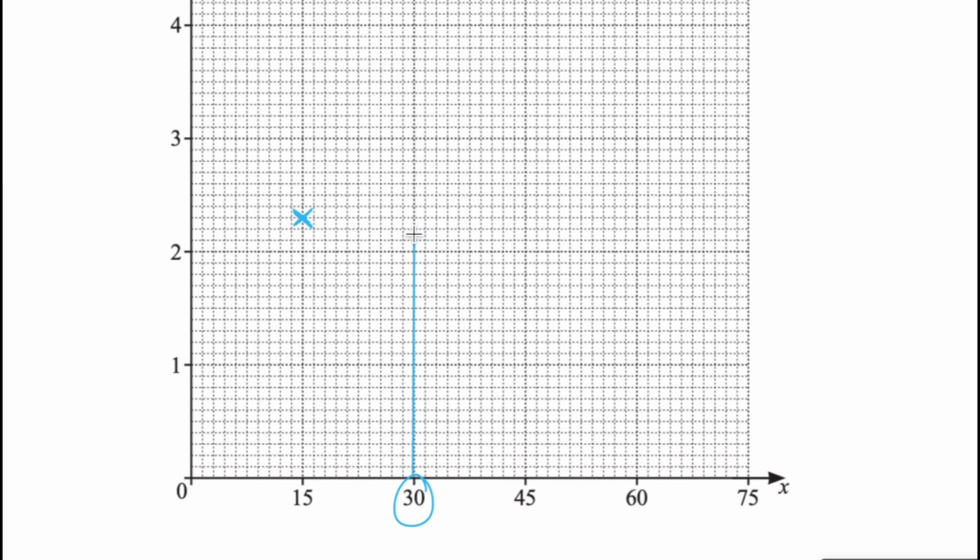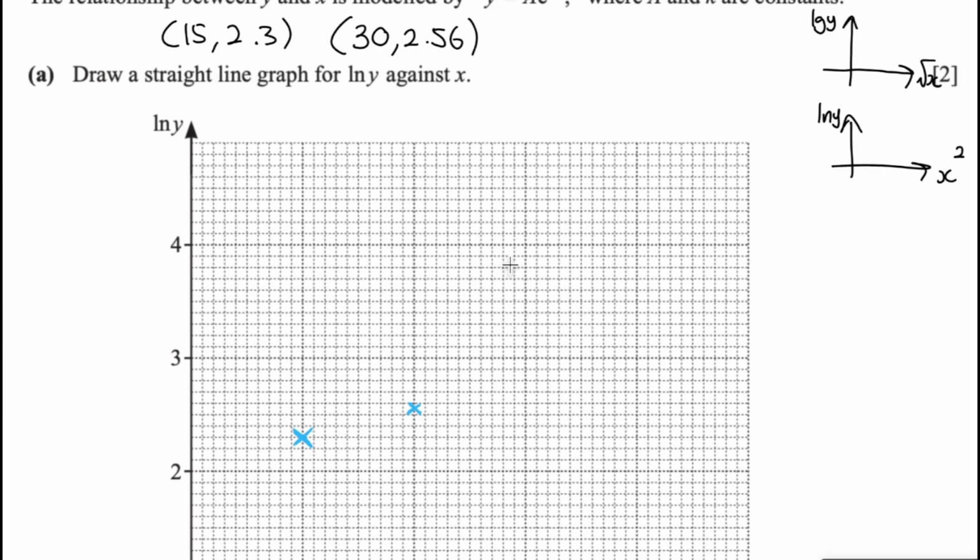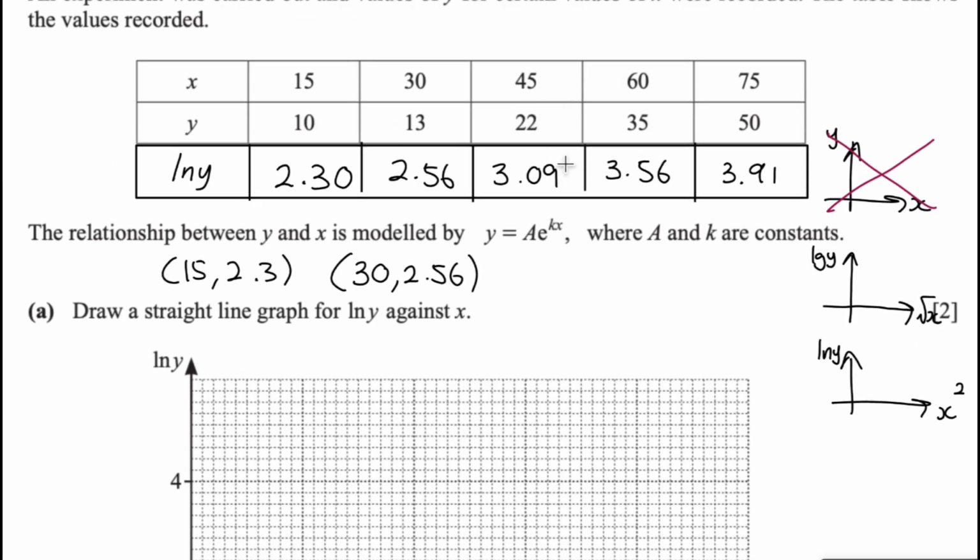Let me see. This is 2.1, 2, 3, 4, 5. That's 2.5. So 2.56 should be roughly in the middle of 2.5 and 2.6 itself. So I'm going to put it in the middle of those two boxes. That's the second point. And like I mentioned, you're just going to do this for all the other points. Just make sure you're taking the ln y coordinates.